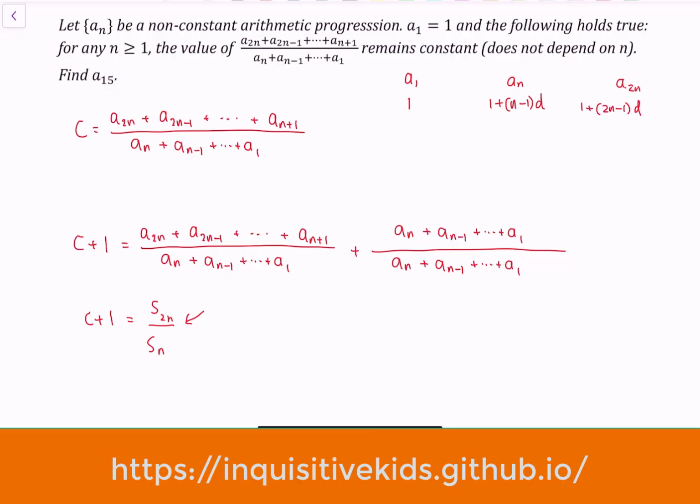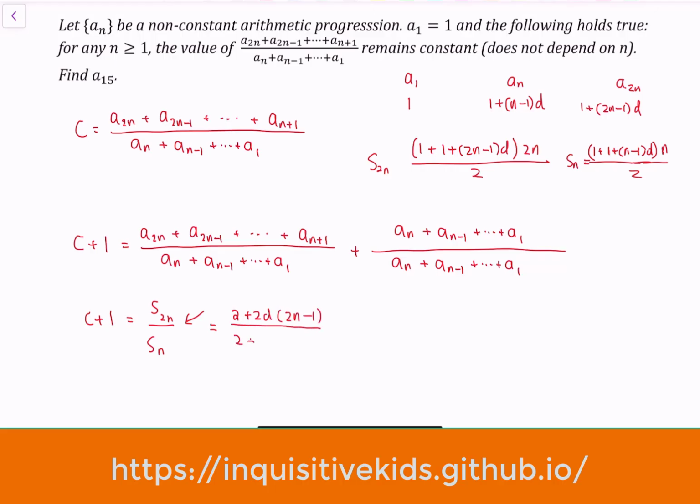And the sum of the first 2n terms will be equal to the first and the last term times the total number of terms, which is 2n, over 2. And the sum of the first n terms will be equal to the first term plus last term times the total number of terms over 2. Now we just have to divide these two expressions. This would be equal to 2 plus 2d times 2n minus 1 over 2 plus d times n minus 1.